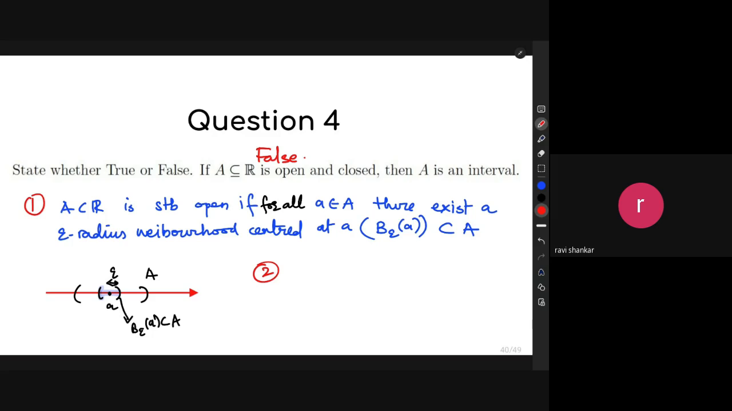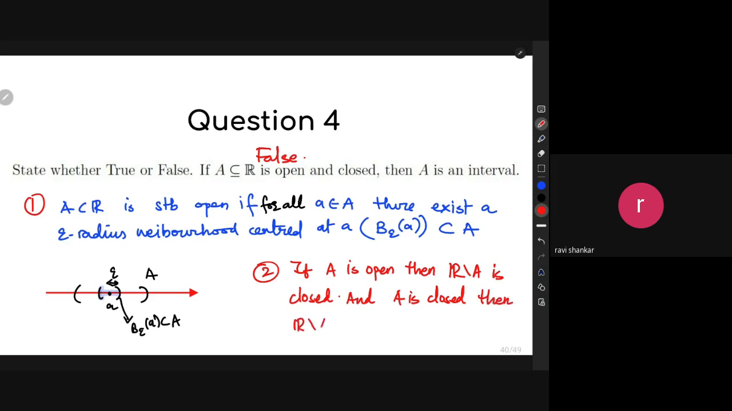No, I'm just saying that the complement of an open set is closed, and the complement of a closed set is open. So if A is open, then R minus A is closed, and if A is closed, then R minus A is open.